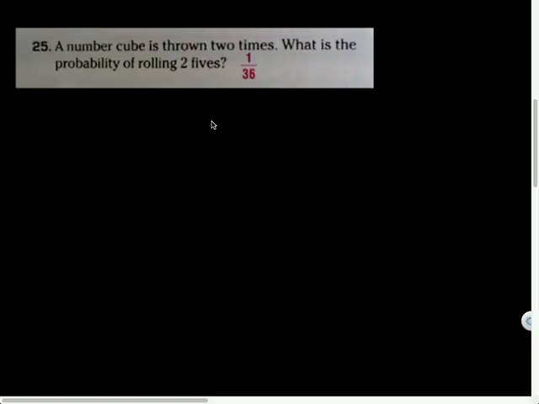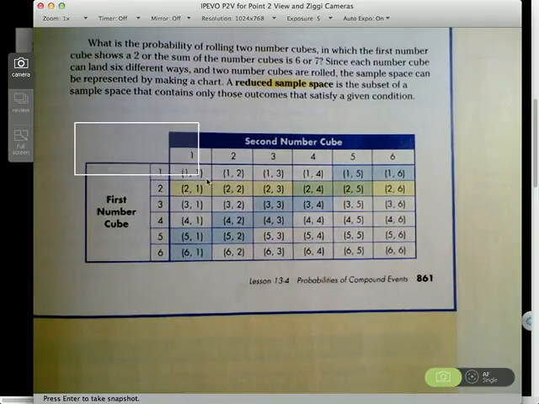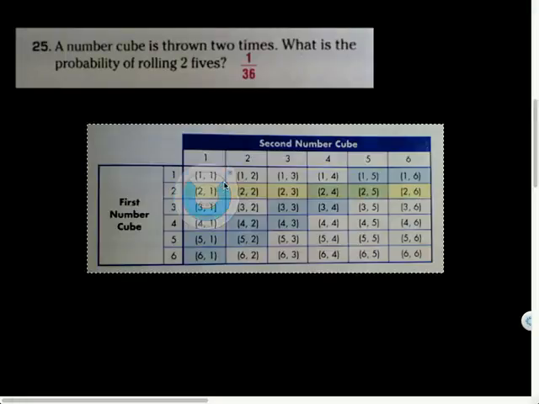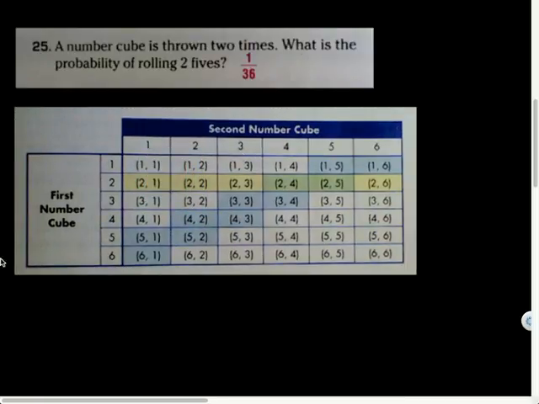Now this problem, it's actually beneficial for us to draw up the sample space. This is on page 861 of your text. We are not on that page yet, but this usually gives us the best understanding. I think we did this yesterday with rolling prime numbers or something like that. I don't remember what it was. So the first roll of the cube and the second roll of the cube is what I'm looking at.